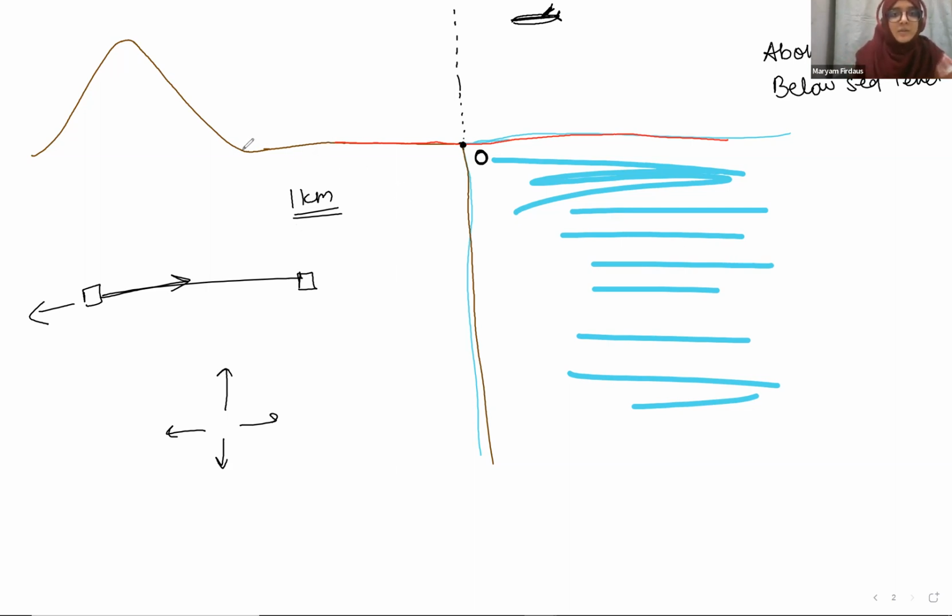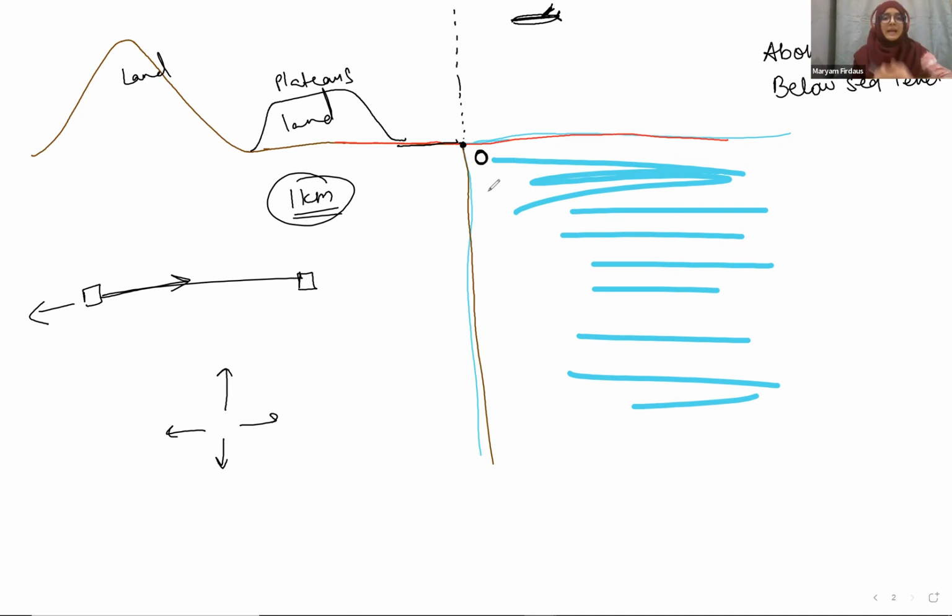At some places the land is elevated. At some places you have plateaus, in some places valleys, in some places plains, in some places mountains. So 1 kilometer above land, this is also land, and this is also land. So 1 kilometer above which land? You don't really know your exact position.